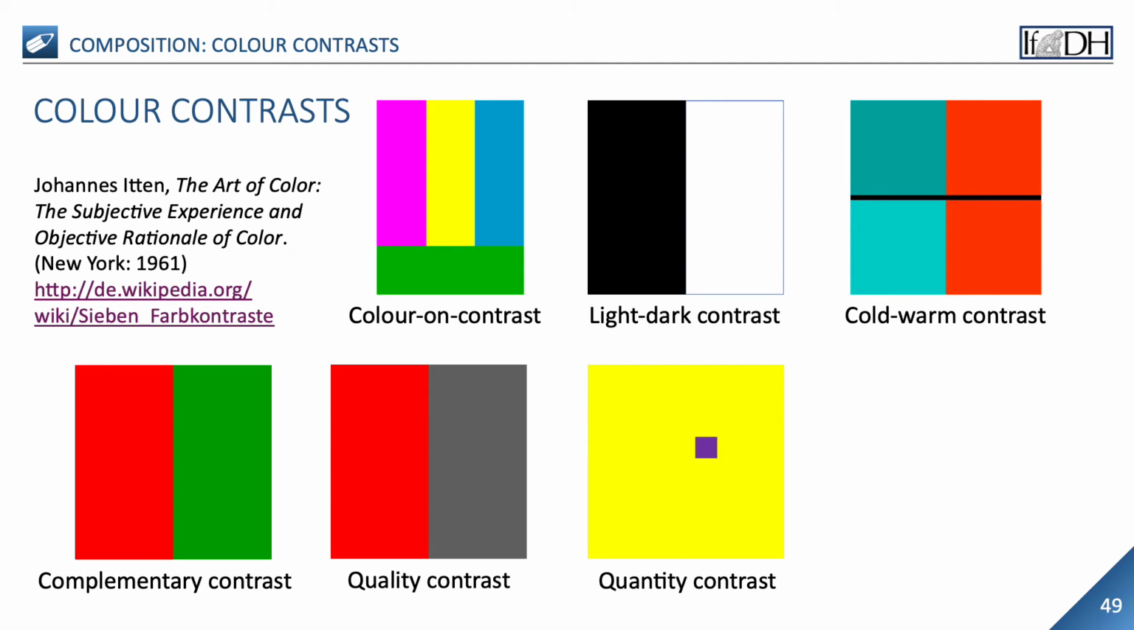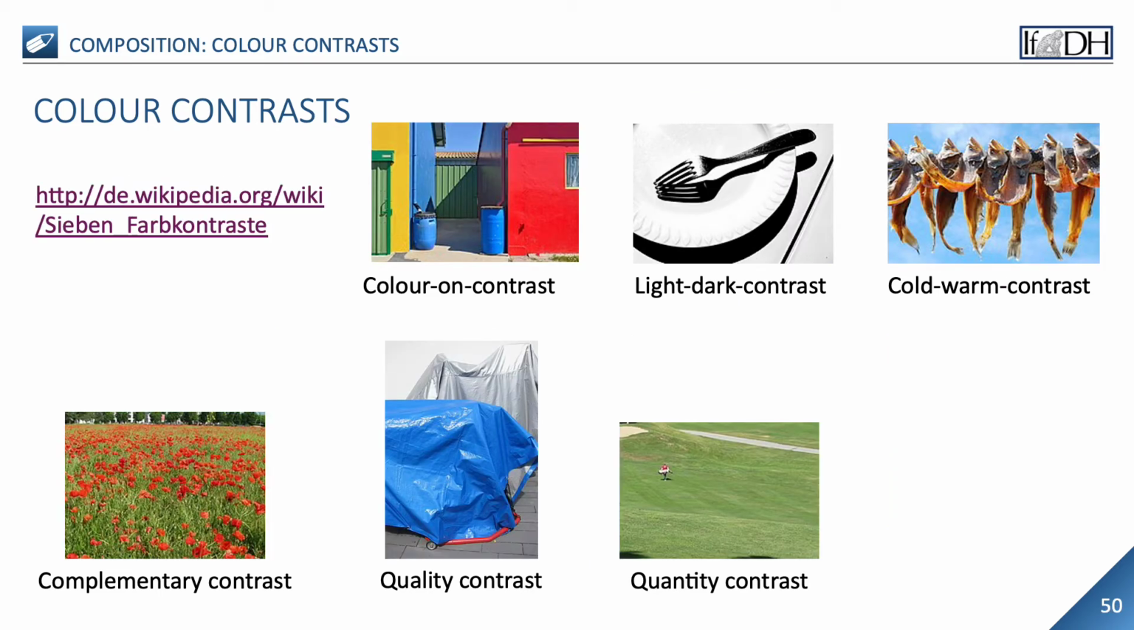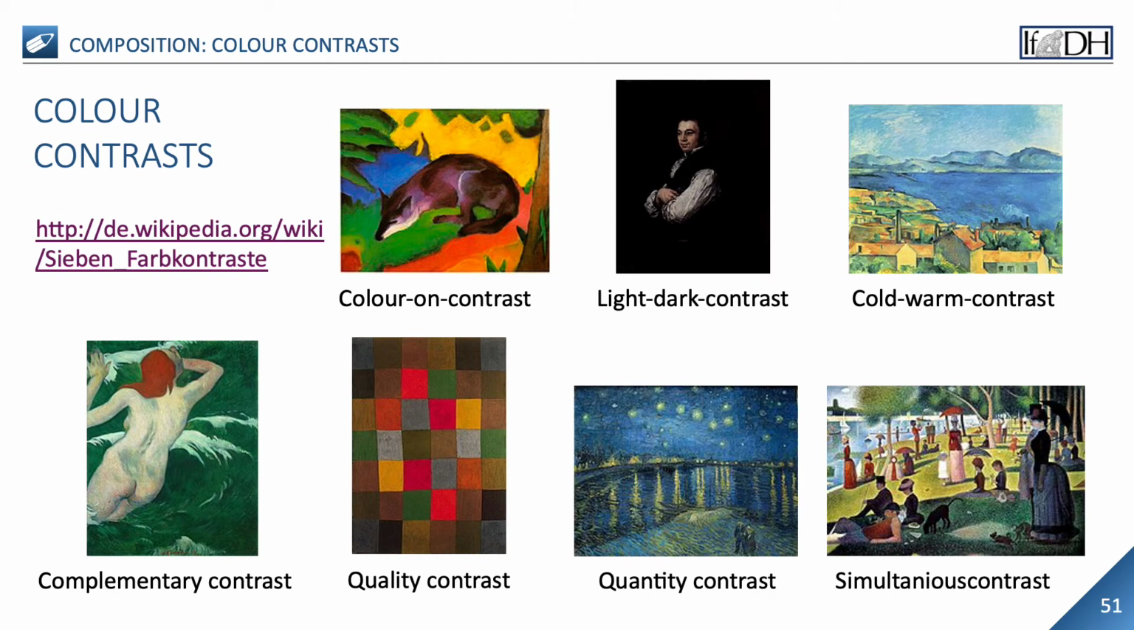The juxtaposition of many and few or large and small areas creates a contrast of quantity, like here the small violet area on a large yellow ground. The sense of sight automatically produces the complementary color of the color wheel in the vicinity of a color. For example, red appears simultaneously bluish in an orange environment and bright in a green environment. The German Wikipedia article offers very nice examples from photography and European painting.